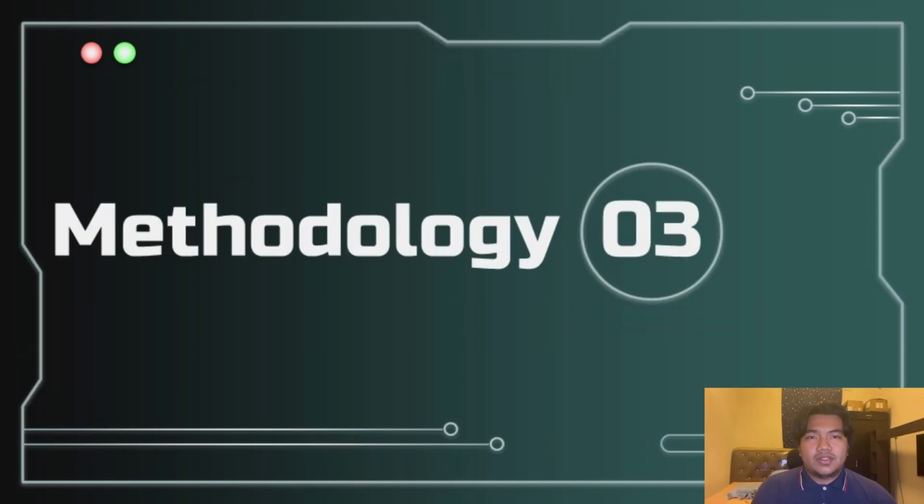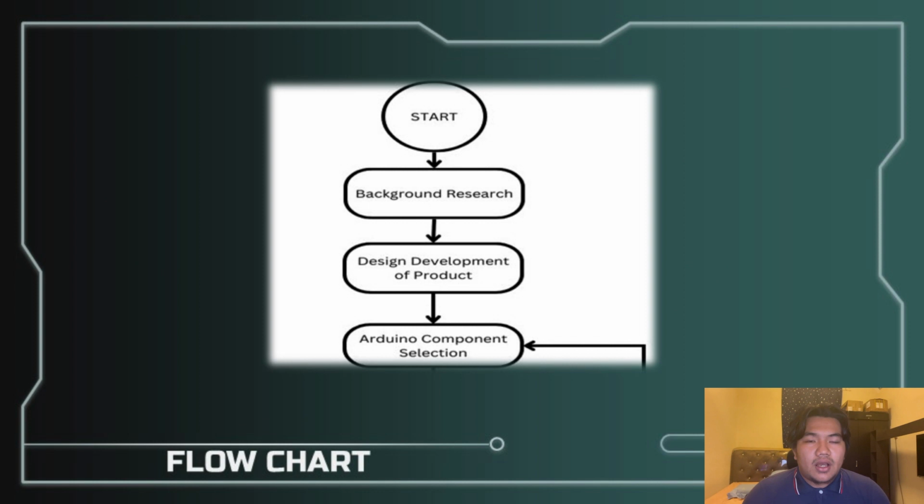Next is the methodology. Methodology is the method that we use for this project. The methodology consists of the process flowchart that illustrates how the process in this project is done to achieve the result for this project. From the process flowchart, we can see that this project starts with the background research, and this background research is based on the history and also how the wiper system works.